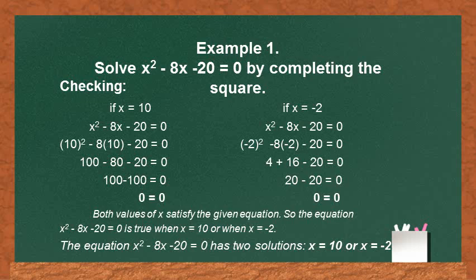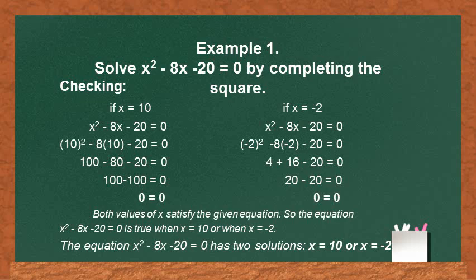Then if x is equal to negative 2, x squared minus 8x minus 20 is equal to 0. So we have negative 2 squared minus 8 times negative 2 minus 20 is equal to 0. So negative 2 squared, we have 4. Then negative 8 times negative 2, we have a positive 16. Minus 20 is equal to 0. So 4 plus 16, we have 20. Minus 20 is equal to 0. Then 0 is equal to 0. So both values of x satisfy the given equation.